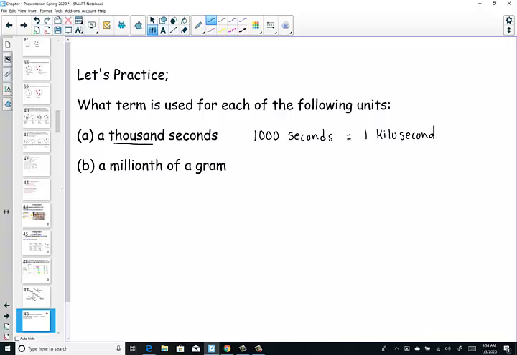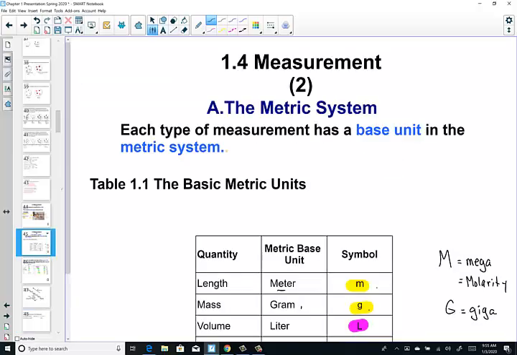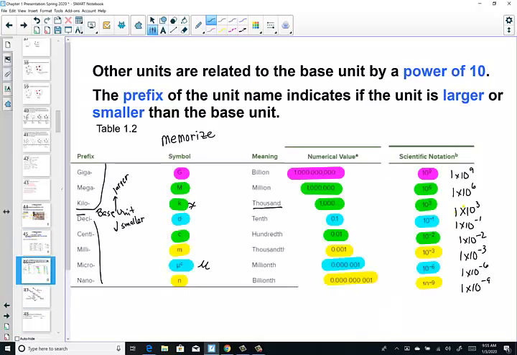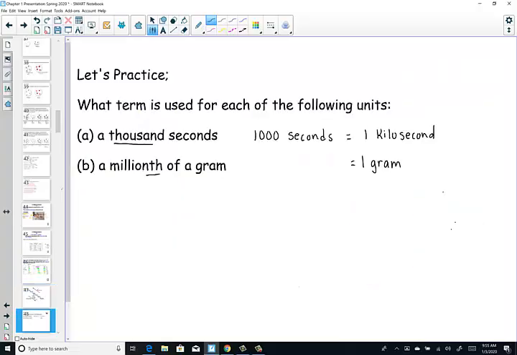A millionth of a gram. Now this millionth is small. So when we look at the larger unit having the 1, right? So here you have 1 gram and a millionth of a gram. The millionth here is this micro. A micro represents the term millionth. So to write out a millionth of a gram, we'd have 0.000001, 1, 2, 3, 4, 5, 6, and that would be grams.